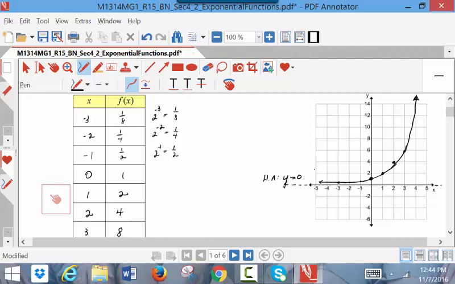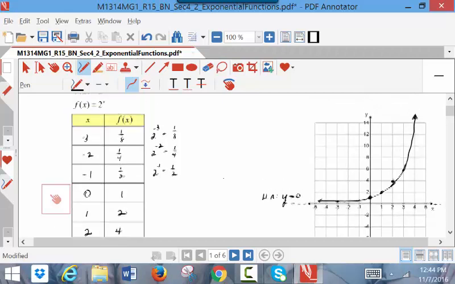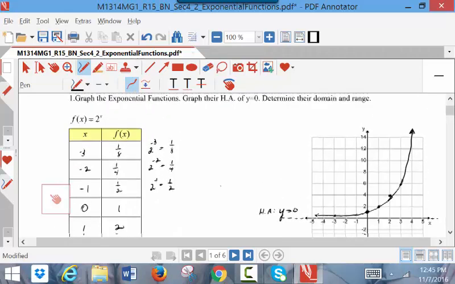So in general, once you see that this is what a graph of an exponential function looks like, whether it's 2 to the x or 3 to the x or 4 to the x or 5 to the x or 6 to the x, they all have this same appearance.